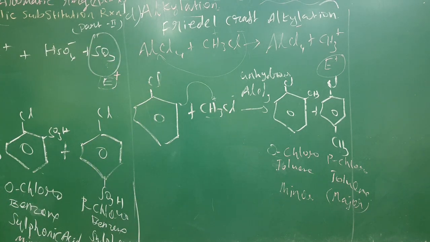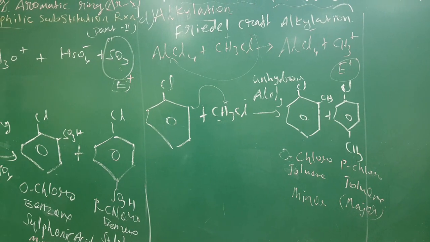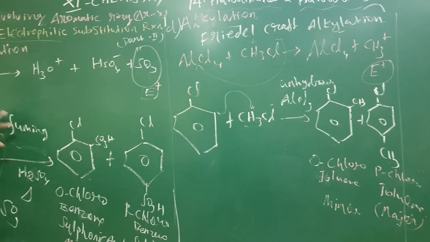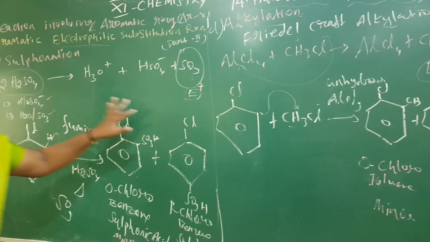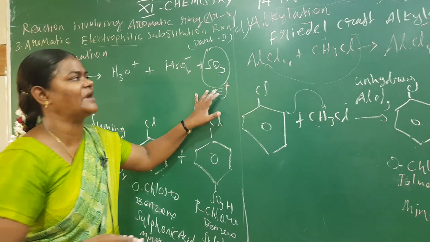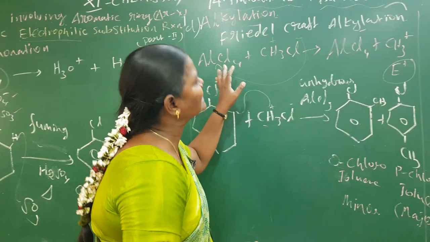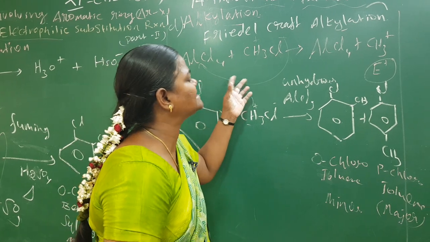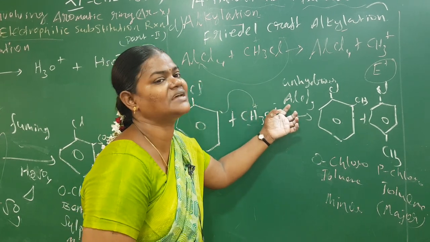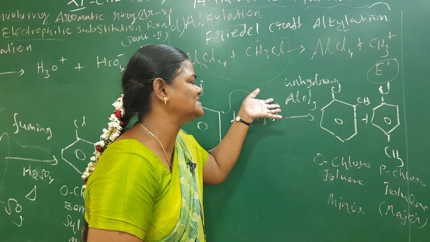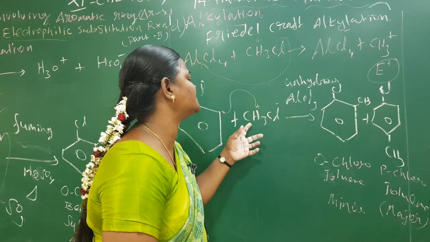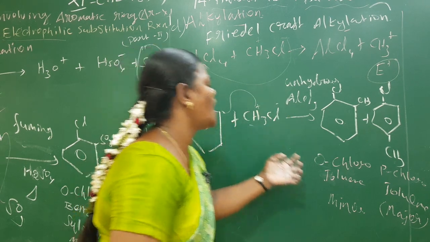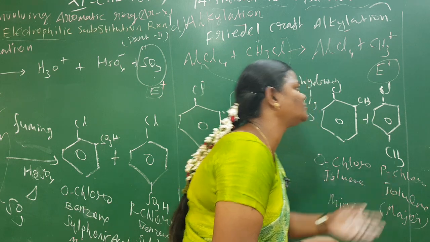What electrophile is given from these reactants? In sulfonation, SO3 is our electrophile. And Friedel-Crafts alkylation, the name of this reaction is very important. In Friedel-Crafts alkylation, anhydrous aluminum chloride stimulates the reaction as the catalyst. It reacts with methyl chloride to form orthochlorotoluene and parachlorotoluene.